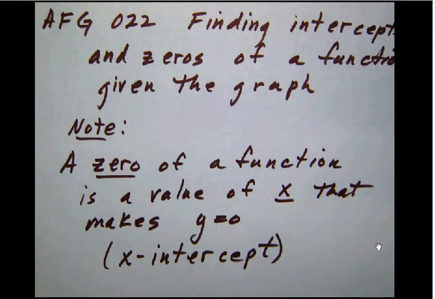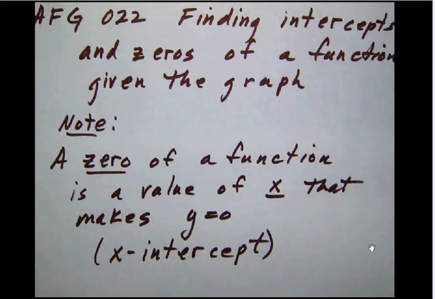In this segment, we will be looking at finding intercepts and zeros of a function given the graph. And one note here, a new term that they'll introduce at this point is what's called the zero of a function. The zero of a function is basically a value of x that makes y equal to 0. In other words, it's the same thing that we've always called the x-intercept.